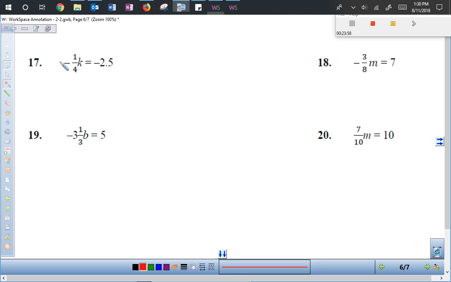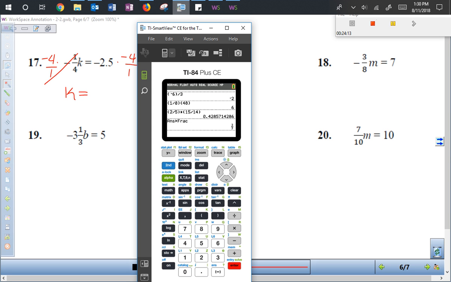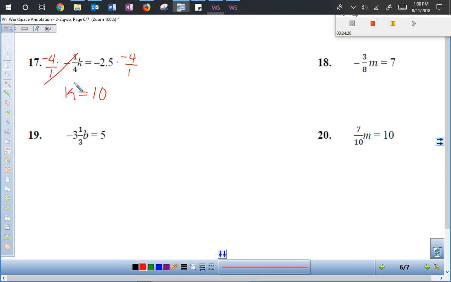Alright, hopefully what you noticed is you needed to multiply each side by the reciprocal, which is negative 4 over 1. On the left side, it's going to cancel out and leave you with k. And on the right side, we're going to take negative 2.5 times negative 4, and we should get a positive 10. And you should have already checked that in your calculator, which does work out.